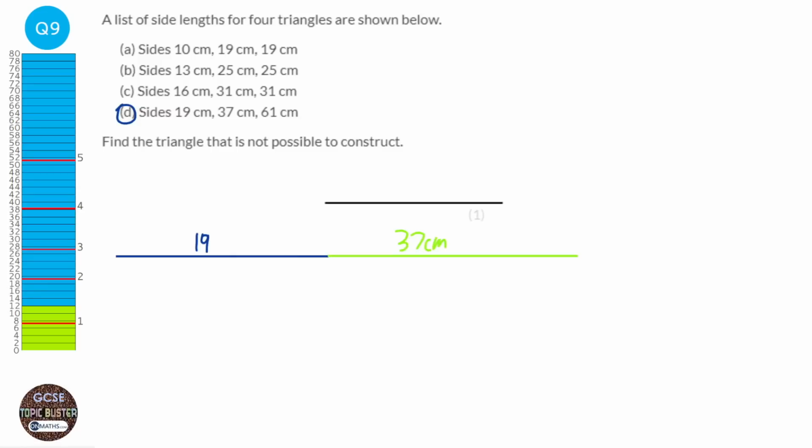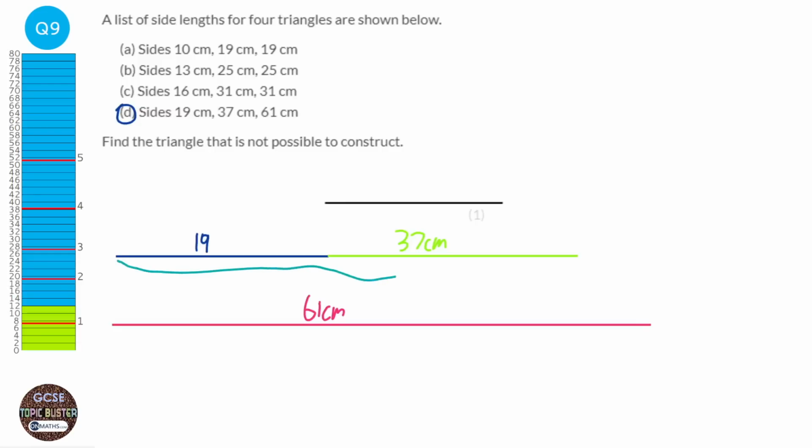And we've got one last stick, which is 61 centimeters. Now, looking at the first 2 sticks, the actual combined distance of them, so when we add them together, 19 centimeters plus 37 centimeters, is 56 centimeters. So that's the combined width of them.